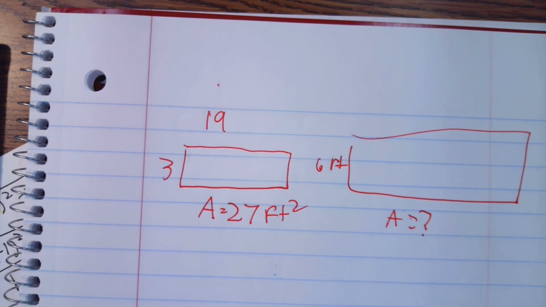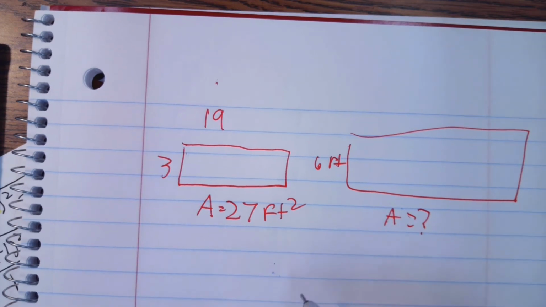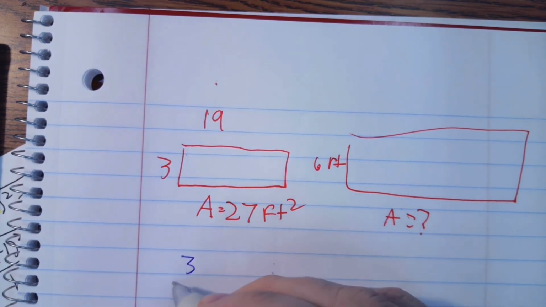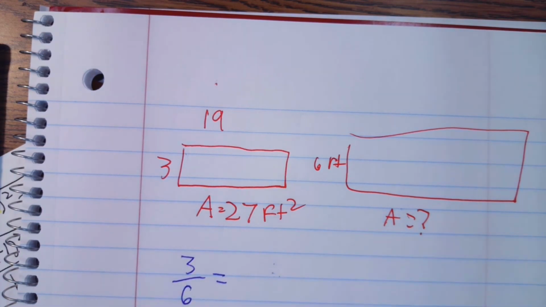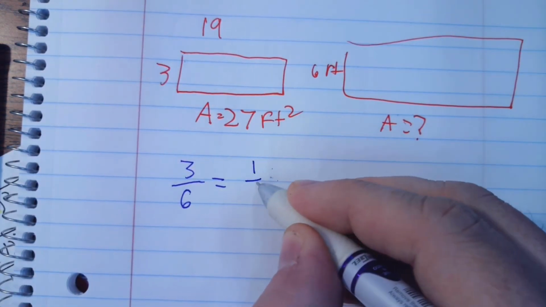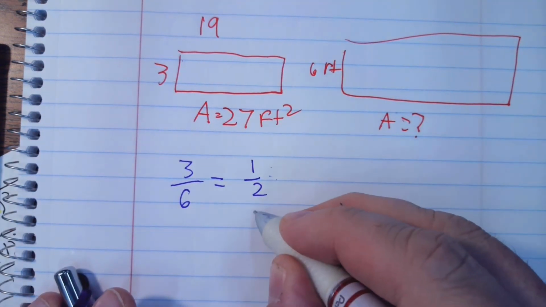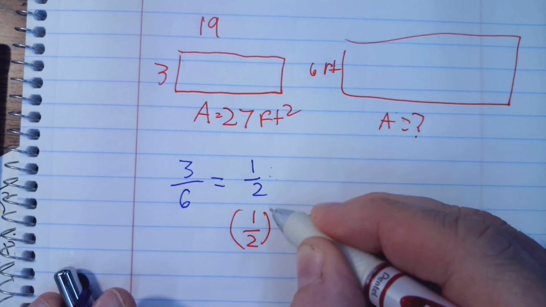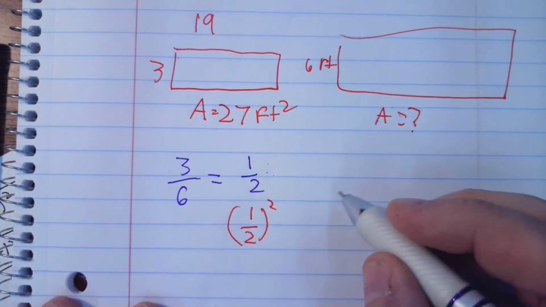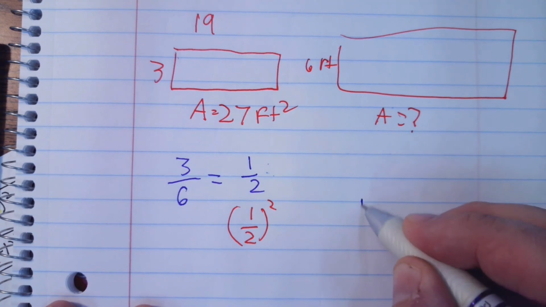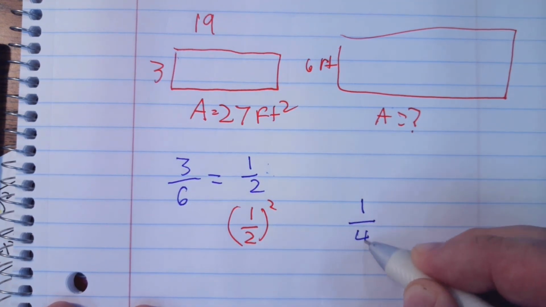First thing, always when comparing two shapes that aren't the same size, is let's find the scale factor. It says they're similar, so the scale factor would be 3/6, or what would that be? 1 over 2. Okay, now I need the area factor. I need to switch it to square units instead of regular units. So to do that, I need to do what? 1 over 2 squared, which is the same thing as 1 squared is 1, 2 squared is 4.